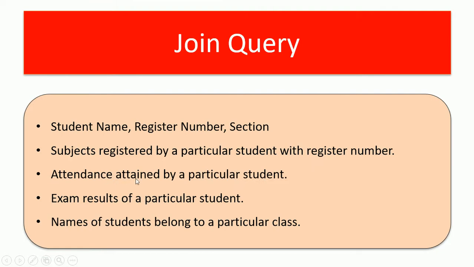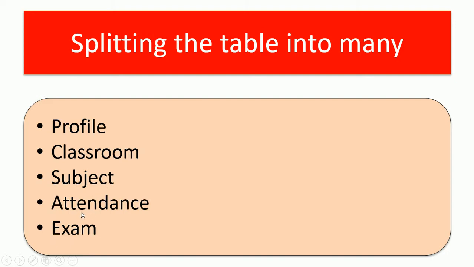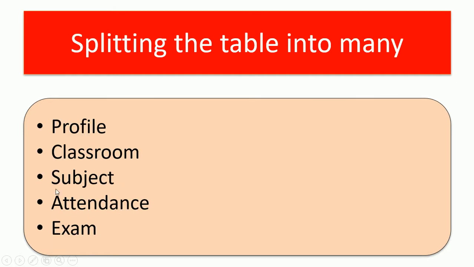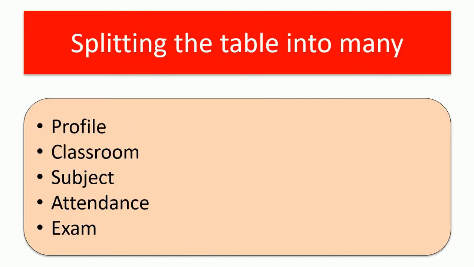Then attendance attained by a particular student: profile and attendance table. Exam results of a particular student, again profile and marks table. Names of the students belonging to a particular class. So in the classroom table we have only register number and section. So to find the names of the students who are in a particular classroom, we need to join the profile and classroom tables with a where clause on the class.